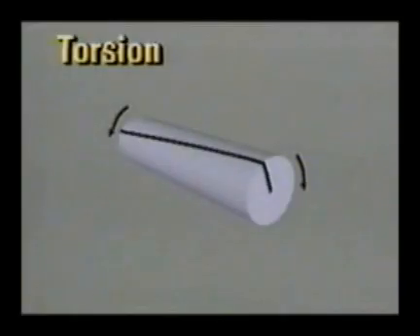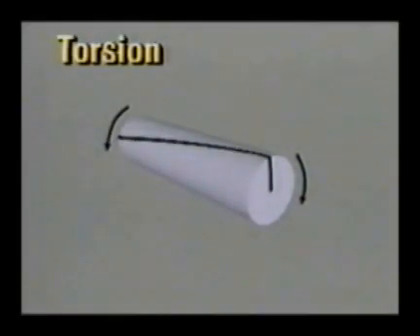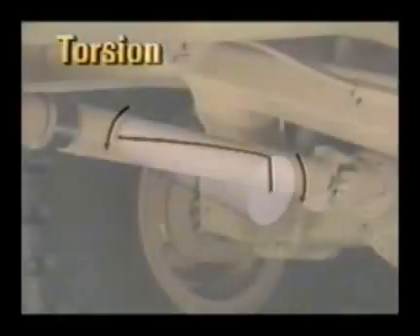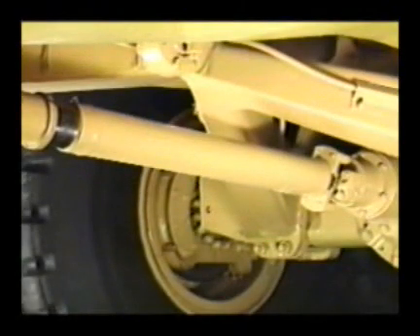Torsion loads are forces that try to twist an object in opposite directions. A good example is the load on a pencil as it is being sharpened. A drive shaft experiences torsion loads as the engine tries to turn it in one direction while the forces on the wheels try to prevent it from moving.